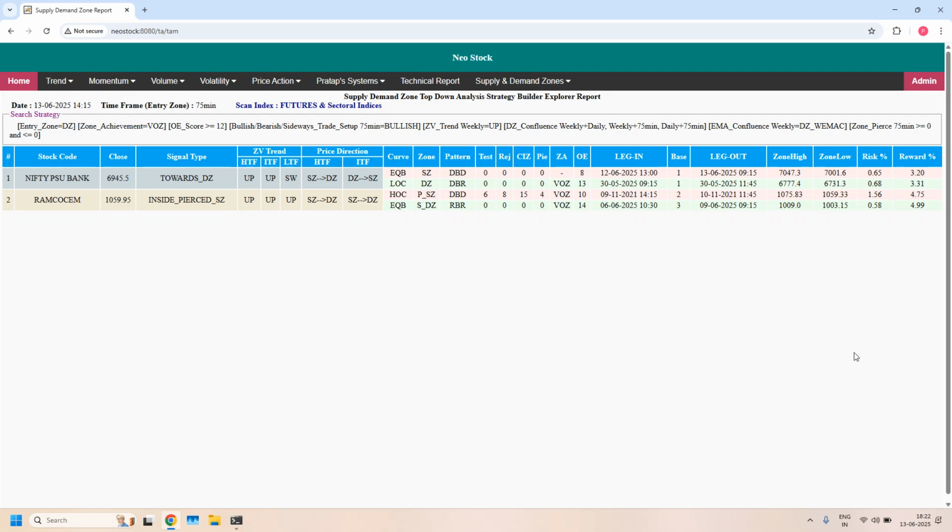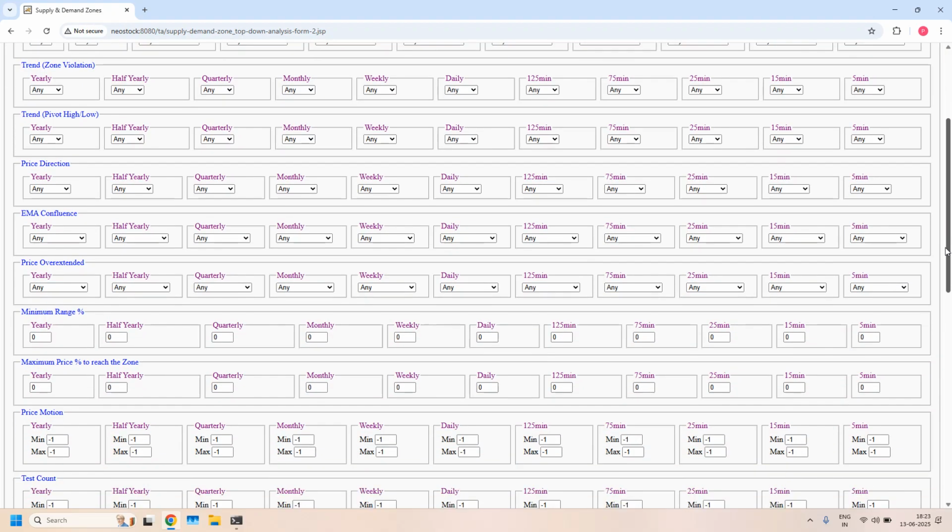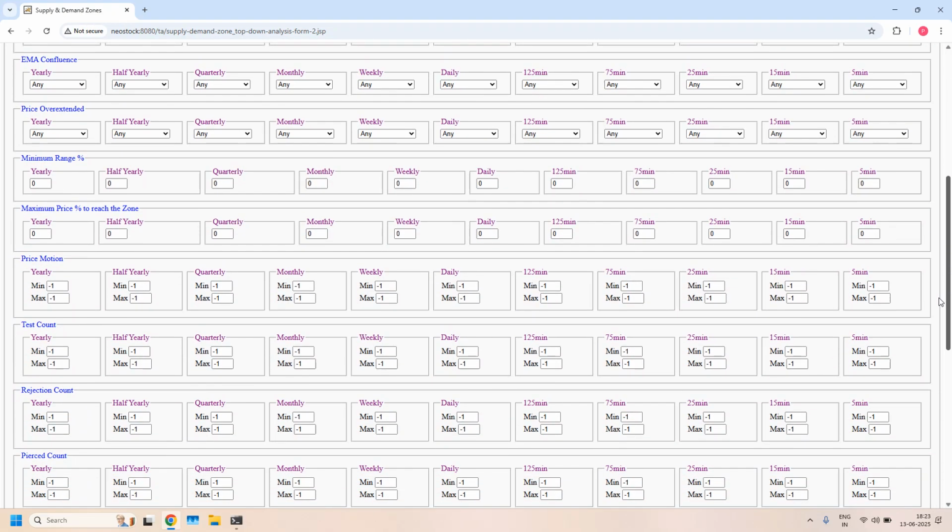Next, bearish trade setup for weekly income trade. Entry time frame zone is 75 minutes. Entry zone, supply zone. Bullish or bearish at 75 minutes time frame. I am selecting bearish. Zone achievement VOZ. Minimum odd enhancer score 12. And also the 75-minute supply zone should not be pierced. So in this pierced count at 75 minutes, minimum value 0, maximum value 0.